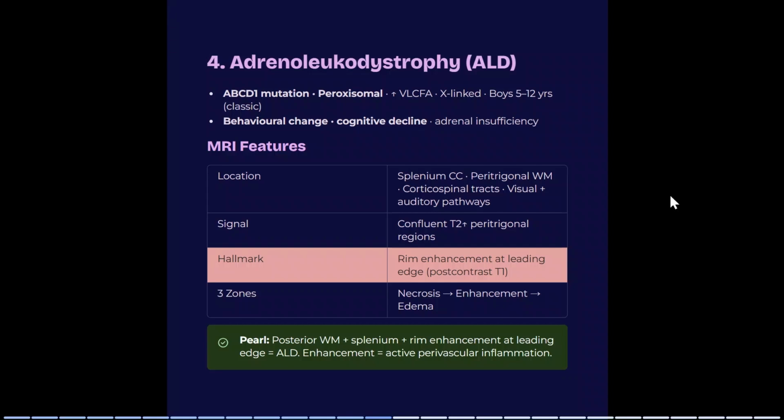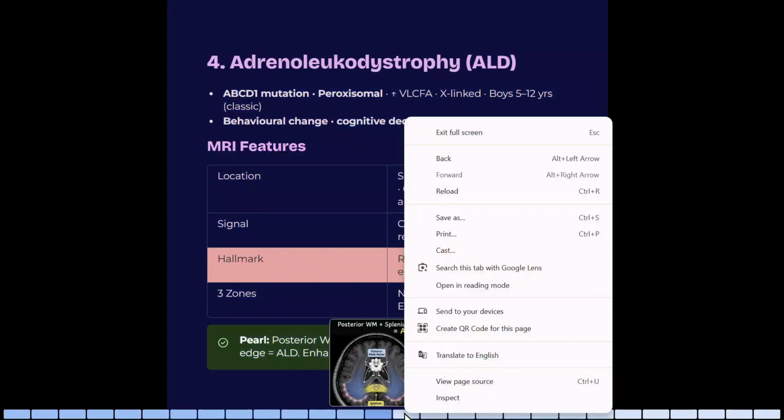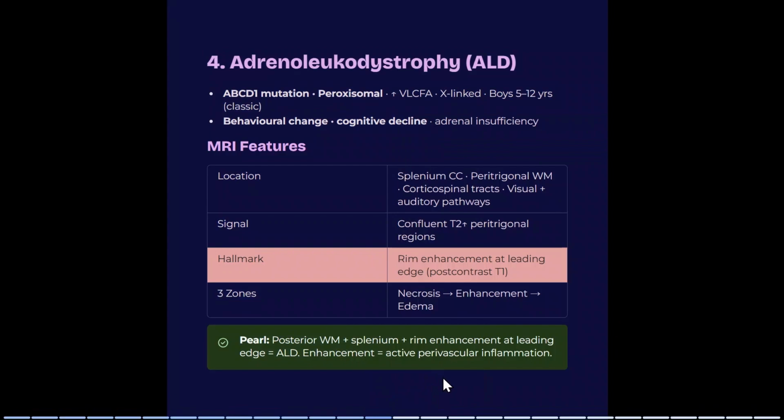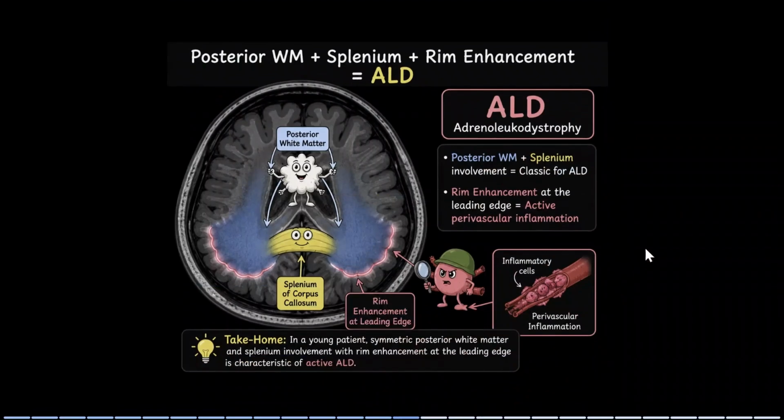So how to remember this? I have created another visual chart for this. So if you can memorize this image, which is very clearly showing you the rim enhancement, which is basically due to inflammation, necrosis, edema, and the splenium of the corpus callosum is involved, as well as posterior white matter, then we're going to think about ALD.